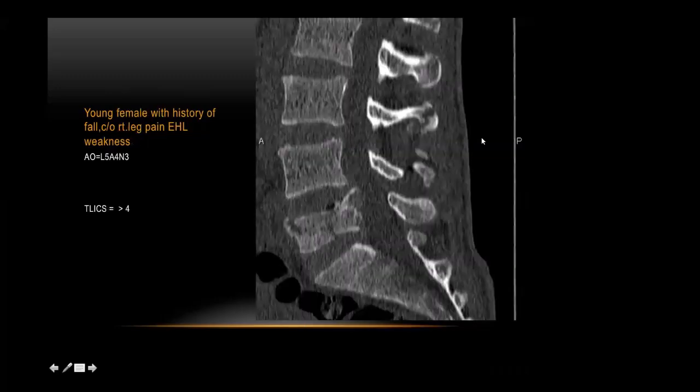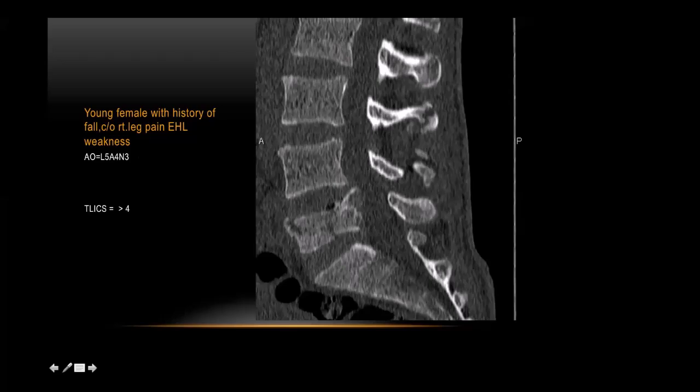It's not thoracolumbar junction, but it's a fracture. It's a young female who has right EHL weakness, has history of fall, complains of back pain. Assume that this is L1 level. How will you classify this fracture? This is the classification already. I've mentioned the classification. Just explain it.